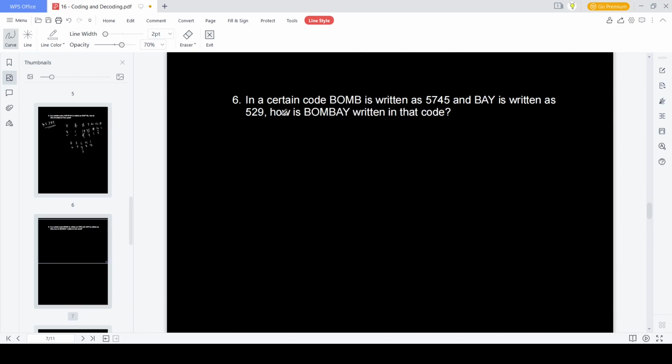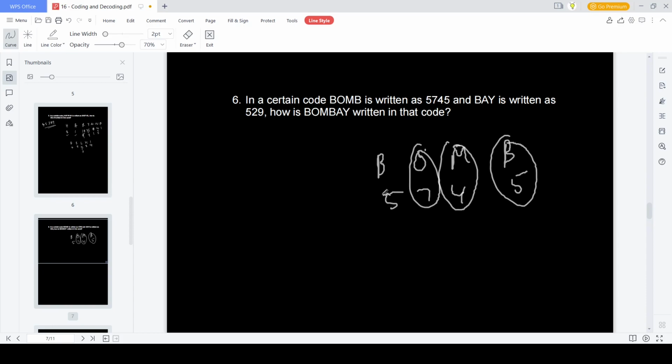Next question. In a certain code, BOMB is written as 5745 and BAY is written as 529. Okay. What is Bombay written as in the same code? See, basically we can see here that if BOMB is written as 5, 7, 4, and 5, that means B is written as 5, right? O is written as 7, M is written as 4, so that we can see it here also. And BAY is written as 5, 2 and 9. This A is 2 and Y is 9.